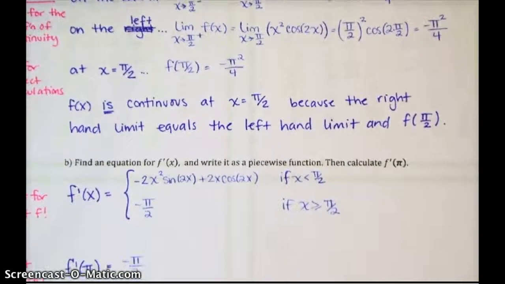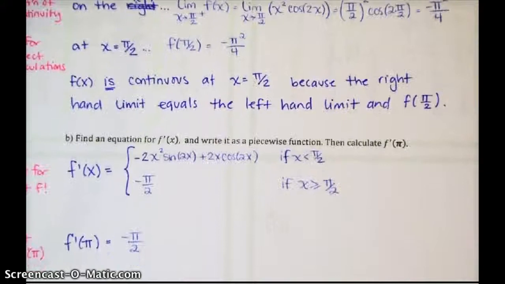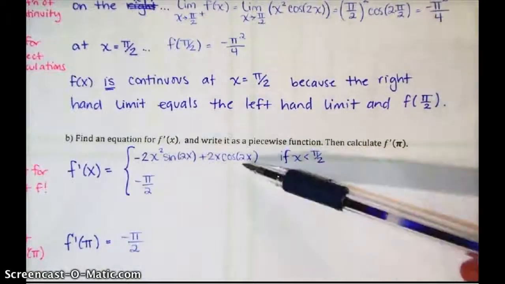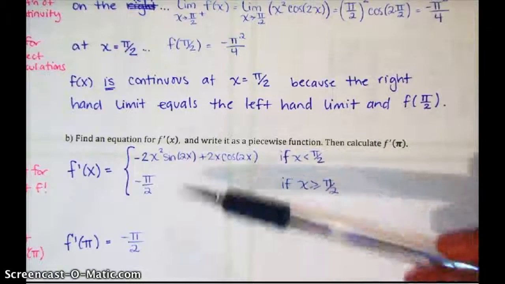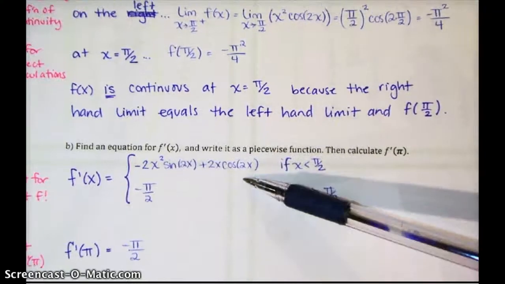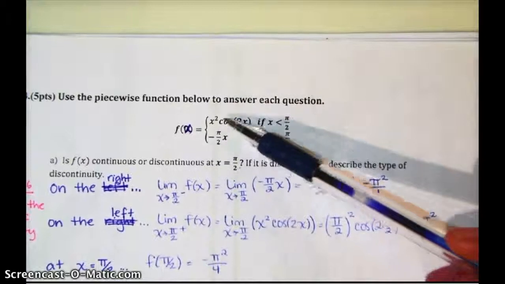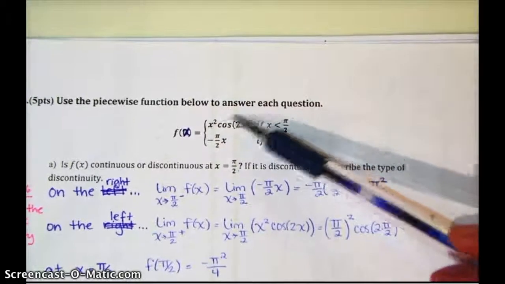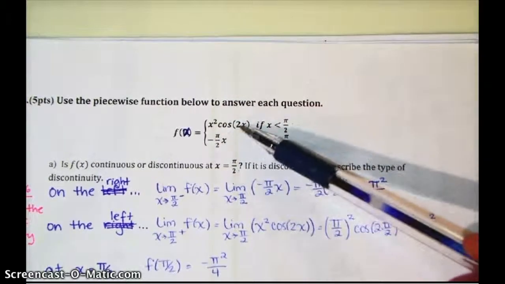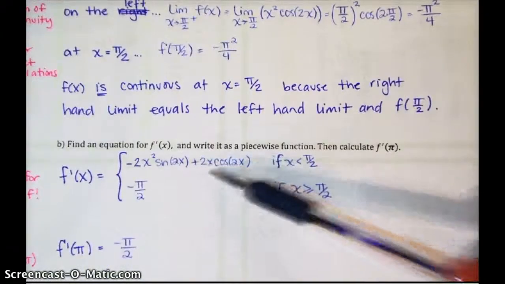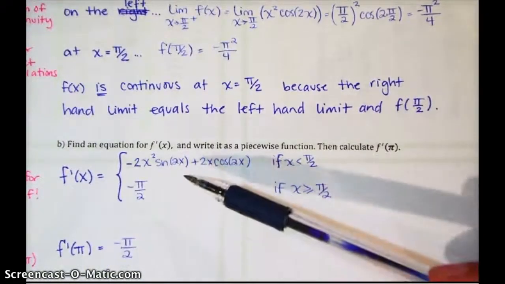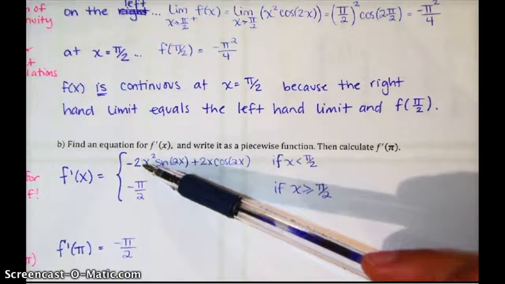Next, it asks us to find an equation for the derivative. You haven't done this before, but you can imagine that the derivative is just going to be the derivative of the top on that region and the derivative of the bottom on that region. So I got both of these derivatives. The top derivative, you'll notice, is a product rule, because I had a product, x squared times cosine of 2x. There's also a little chain rule inside because the 2x is inside the cosine, and you can see that chain rule affecting the 2 out front right there.